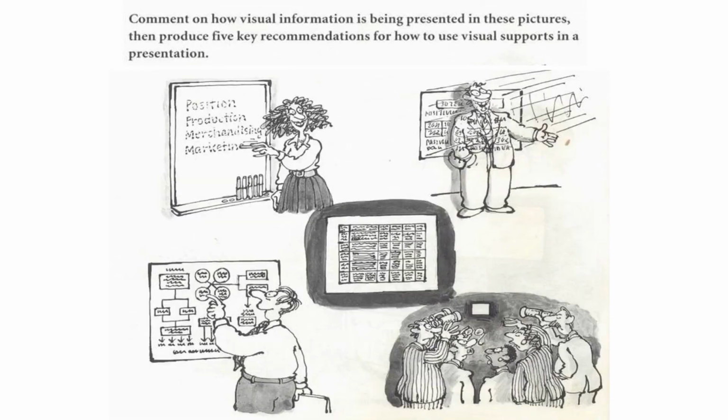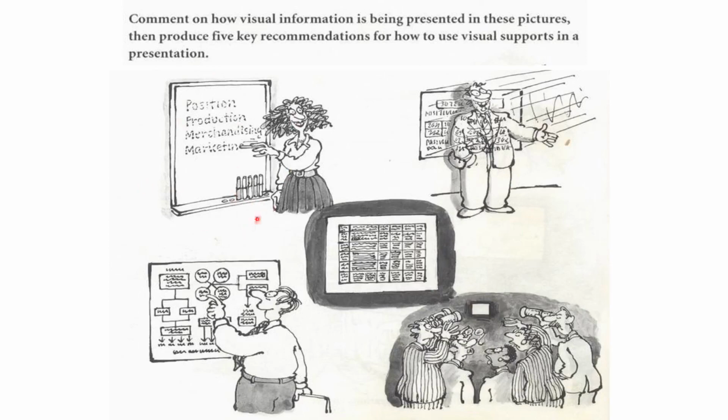Okay, if you want, let's take a look at the pictures here on the screen. Can you comment on how the visual information is being presented in these pictures? Then produce five key recommendations for how to use visual supports in the presentation. So let's begin with the first one. What's wrong with this?